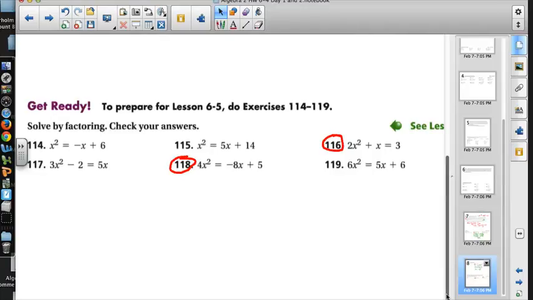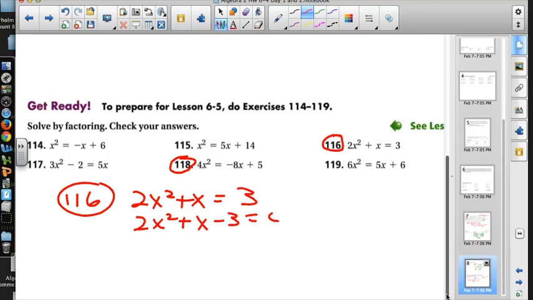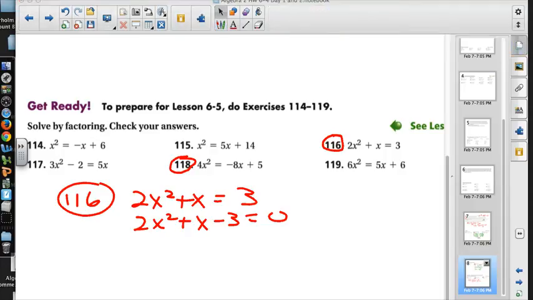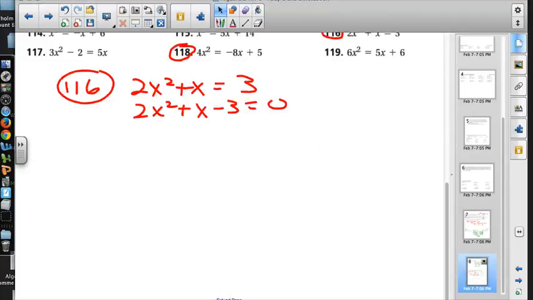Last set of problems down here at the bottom. We've got 116. It says to prepare for lesson 6.5, we need to be able to do this. So 2x squared plus x equals 3. Well, if I'm going to factor that, I have to have a 0, which means I have to move that 3 over. So if I'm going to solve, remember I'm finding the x-intercepts, I'm finding the zeros, I'm finding the solutions. All of those, basically, we're doing the exact same thing.